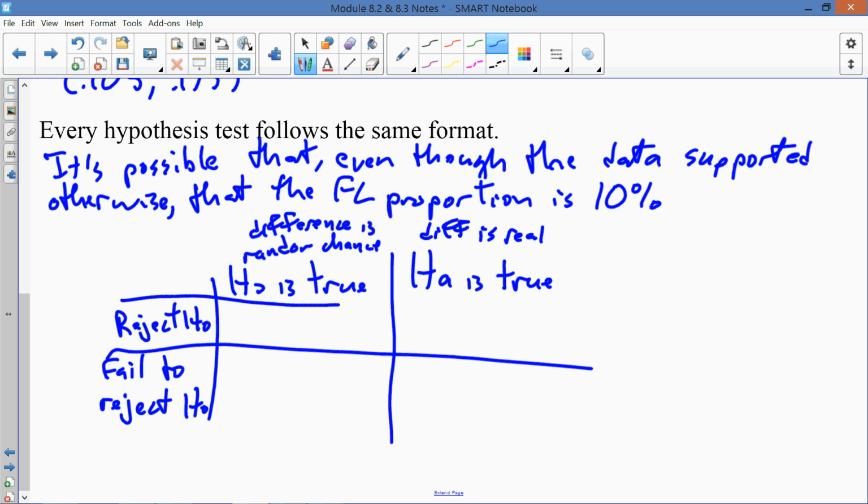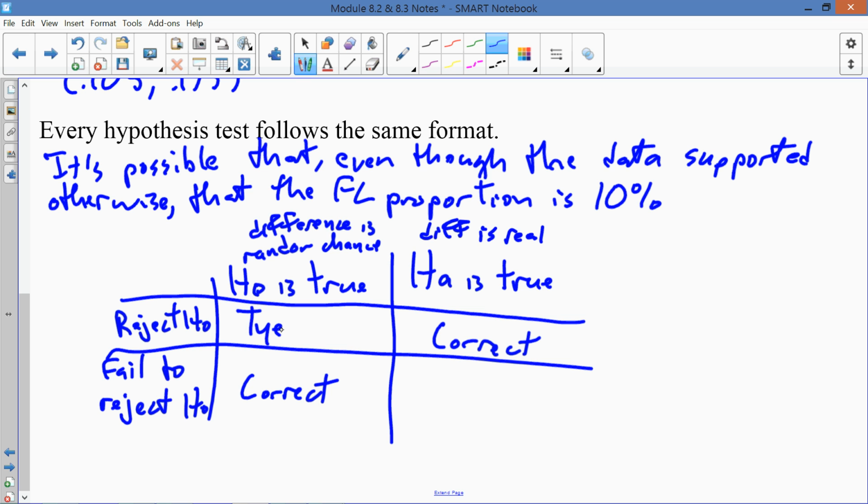All right, well, if we rejected the null hypothesis and the difference was real, then we did the right thing. So that's correct here. And if we failed to reject the null hypothesis and the null hypothesis was true, we also did the correct thing. That's right here. Well, if we rejected it, even though it's true, so in the example here, that would mean we said that the difference is real, even though the Florida proportion is actually 10%. We just got unlucky from the data.